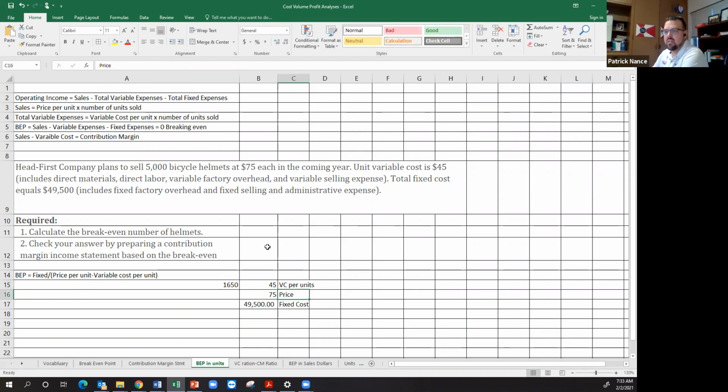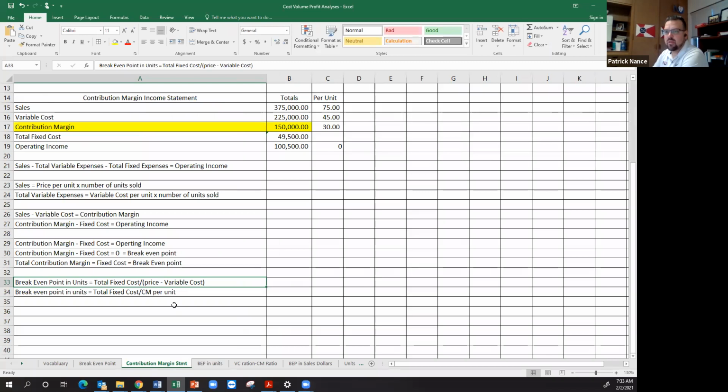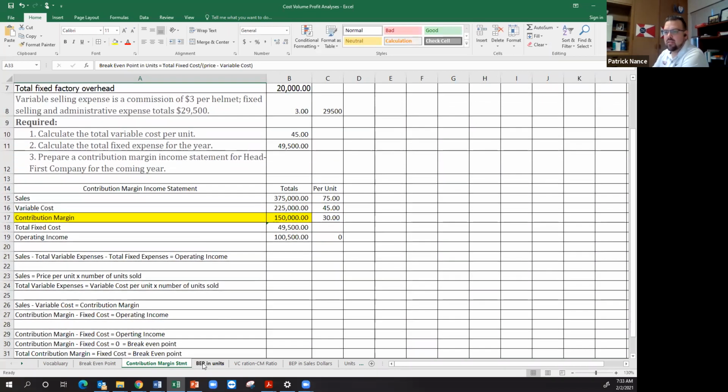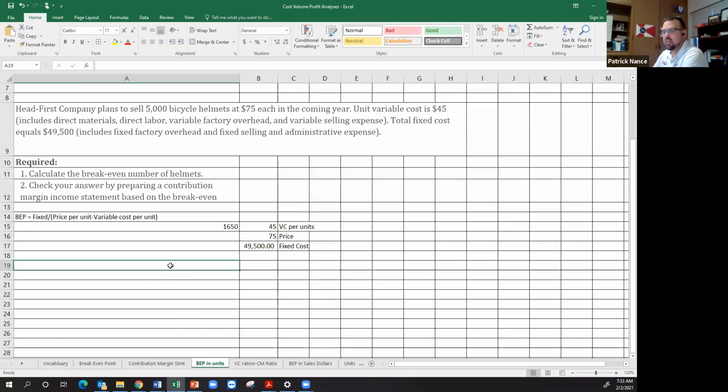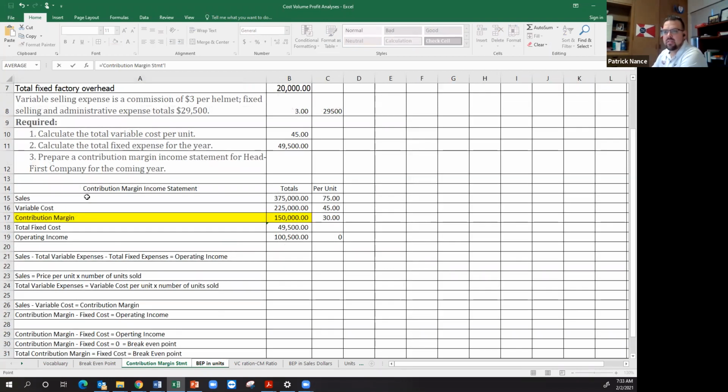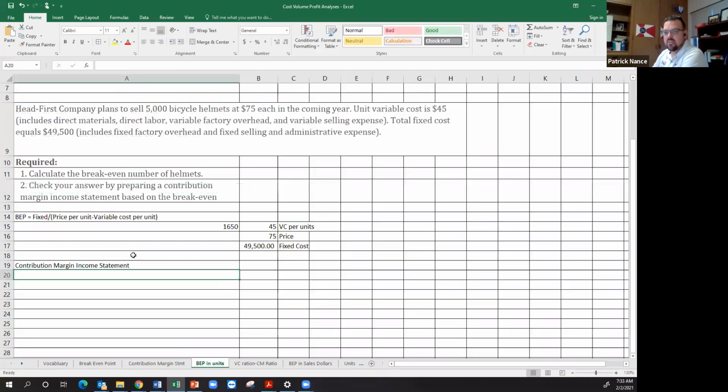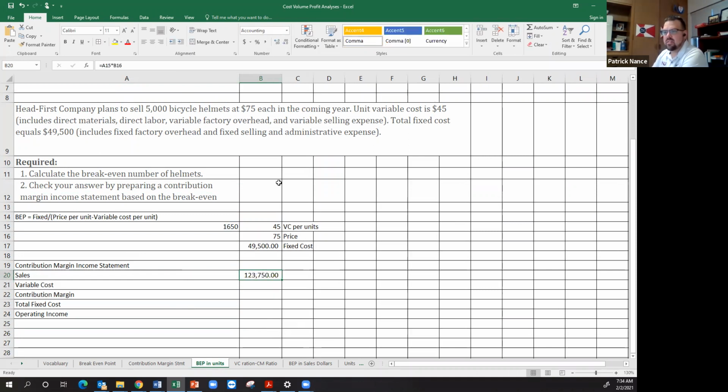is my break-even point. I can rebuild this contribution margin statement like I did in the prior problem, and rather than retyping all of it, I'm going to save a little bit of time. My sales in this case, I'm selling 1,650 this time because that's my break-even point. Multiplying that by 75 gives my total sales of 123,750. My variable cost, again, is 1,650 times my variable cost per unit of 45.